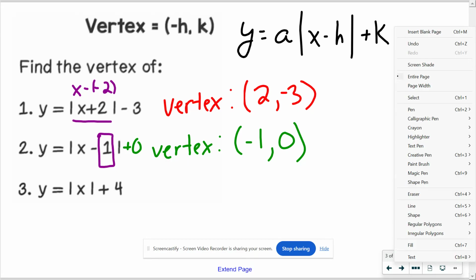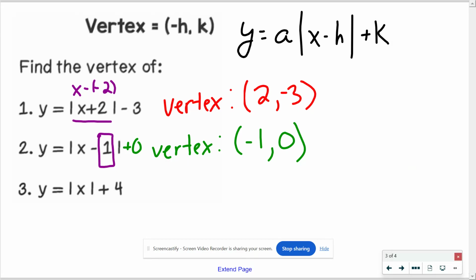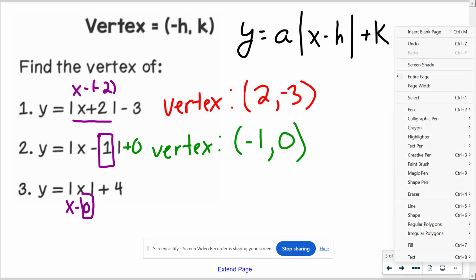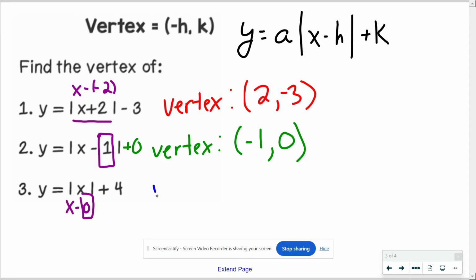For number 3, if we look inside our absolute value, well, we just have x. Again, this is the same thing as x minus 0. Well, we identify our h value, which is 0. Now we take the opposite of it, which is still just 0. So our vertex would then be 0, comma, and our k value is plus 4. So 4. And that's how we're going to find the vertex within an absolute value function.